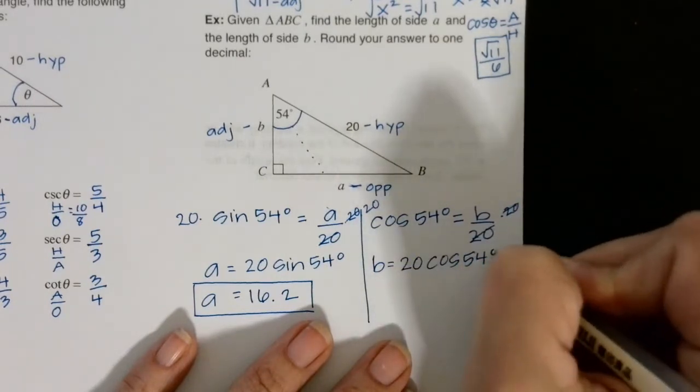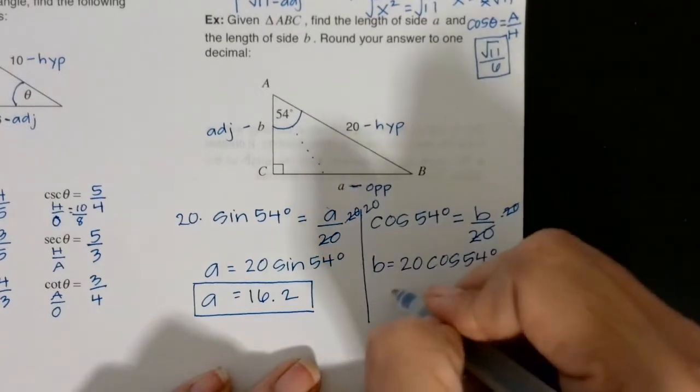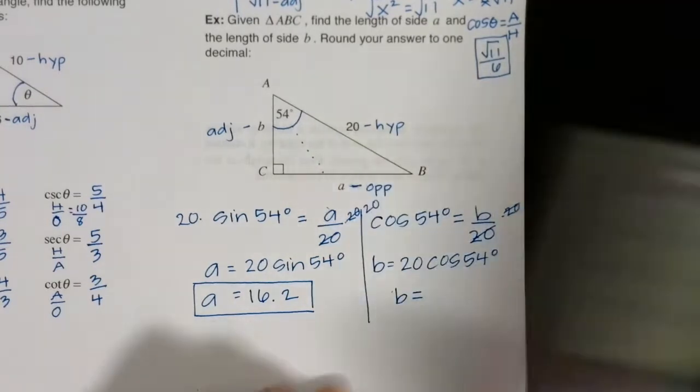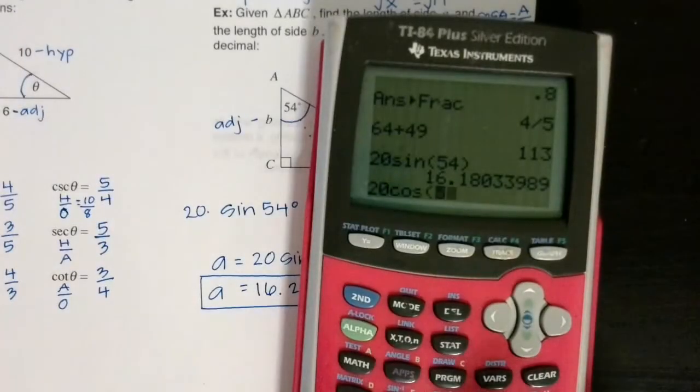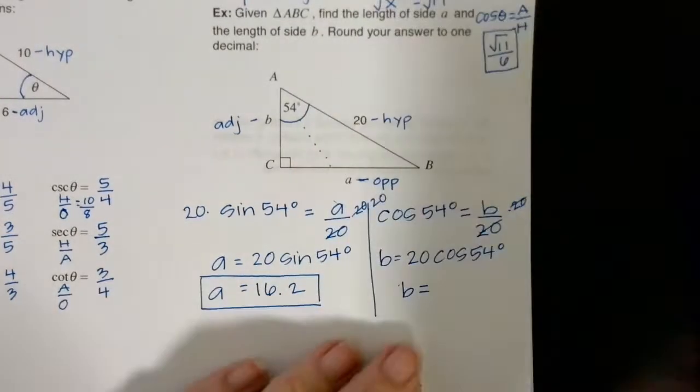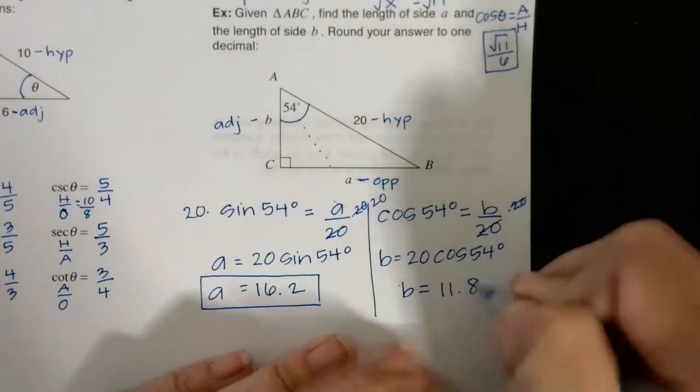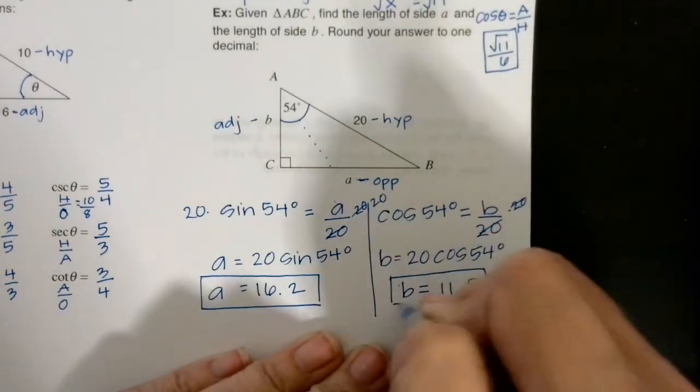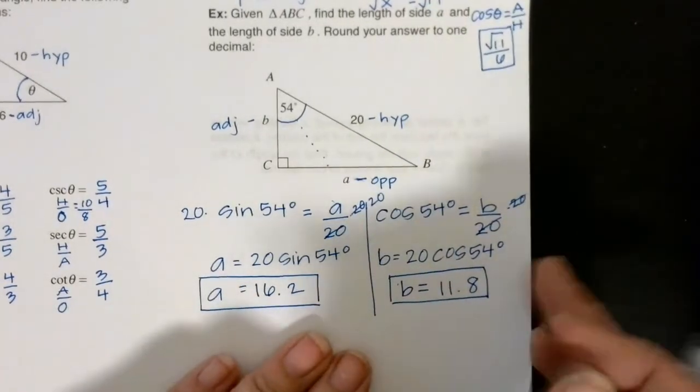Make sure your calculator's in degree mode. You plug it in. Boop, boop, boop, boop. 20 cosine 54. And we get 11.8. Fantastic. All right, we're already on the back side. Sweet.